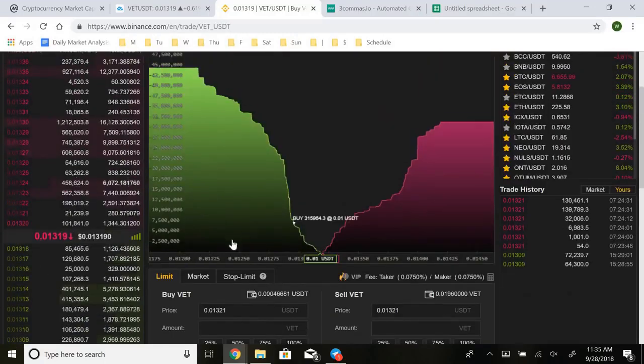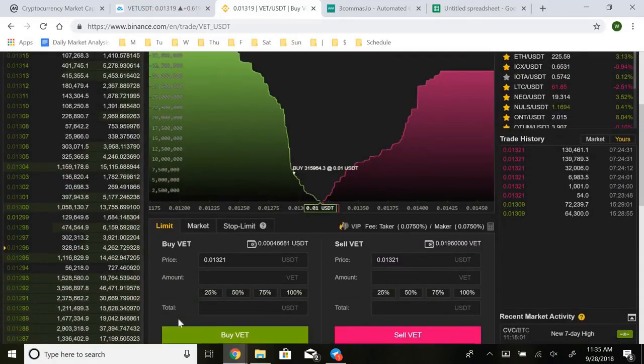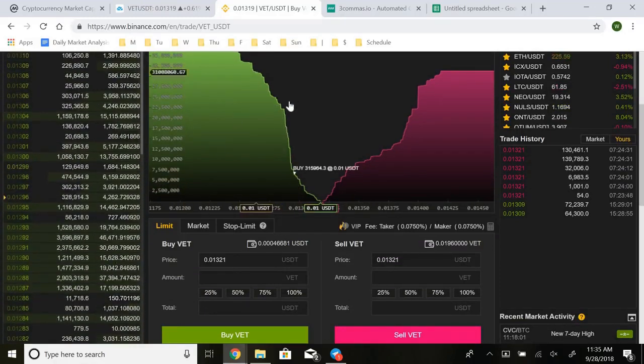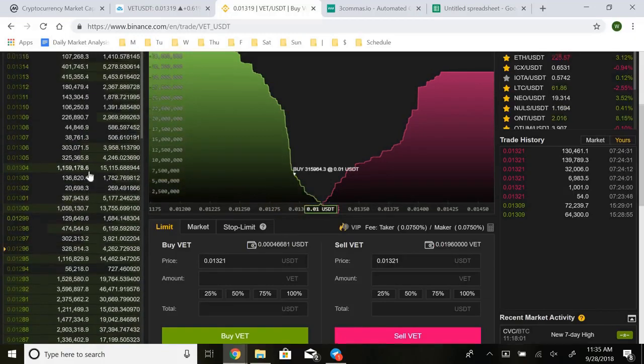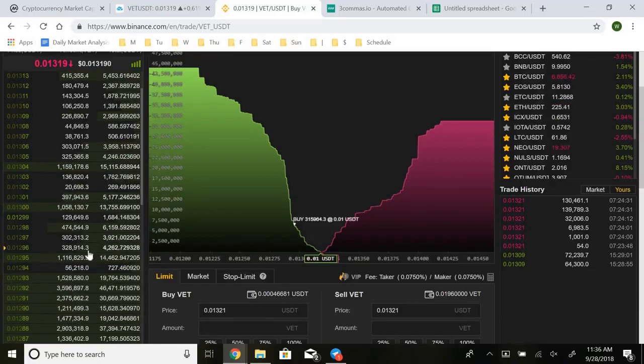So right now I actually have an order set down towards where the beginning of the wall starts. What you want to do is identify a wall, and then place your buy order between the top of the wall and right near the bottom of the wall. As you can see, as the price moves down, there are a few orders that are going to fill before mine. You can see $15,000, $5,000, $13,000, $6,000, $3,000, and then my order right here, $1,296 for $4,000. So my order is there.